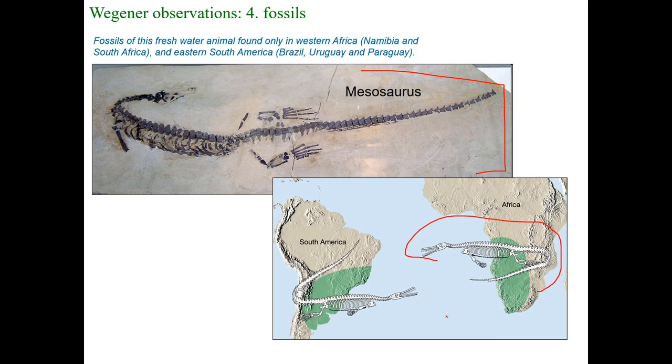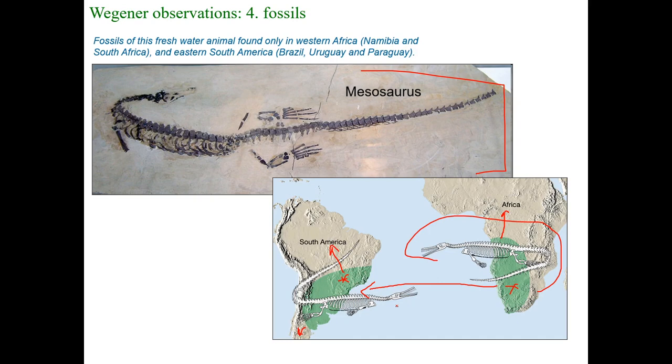So we find Mesosaurus in both Africa and South America. But think about this. Isn't it weird that Mesosaurus was able to make this cross-Atlantic journey, but he couldn't make it a little further into Africa or a little further into South America, a little further north or a little further south? That's a little weird, you know?